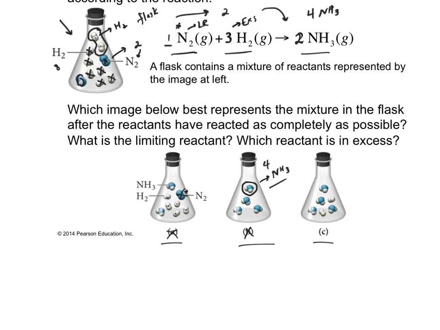And so then in C, we get our 1, 2, 3, 4 ammonias, and we get 1, 2 hydrogens. And so this would be the correct answer because, again, in that flask, after this reaction has occurred, we should have 4 ammonia molecules, and we should have 2 hydrogens that are left over.